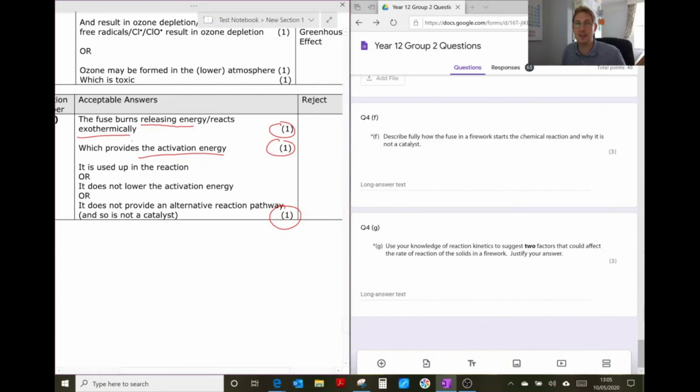Some of you described that terribly, okay? Some of you getting 0 marks there. GCSE energy changes.